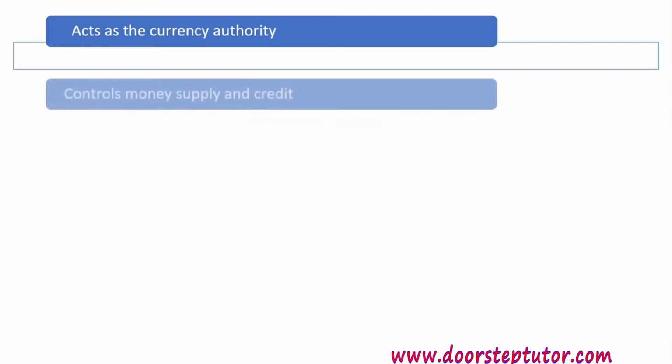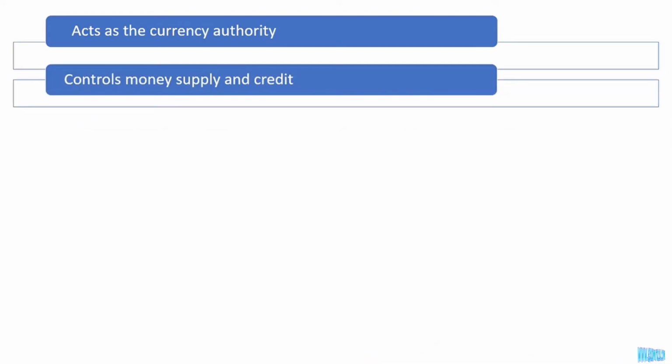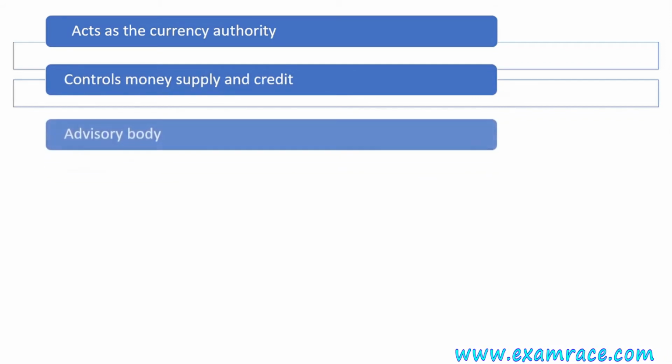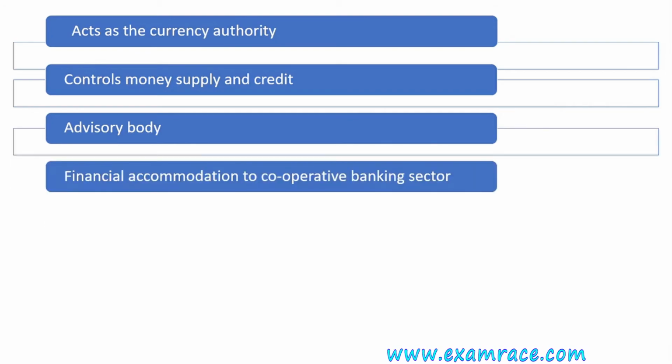Next is controls money supply and credit. So it controls money supply and credit using different types of bank rates. It has quantitative and qualitative credit control measures discussed earlier. It is the advisory body as it provides advice to the government, to the commercial banks, and to different types of financial institutions in conducting banking and financial operations, and on various economic issues as well. So it is the major advisory body in the finance department.